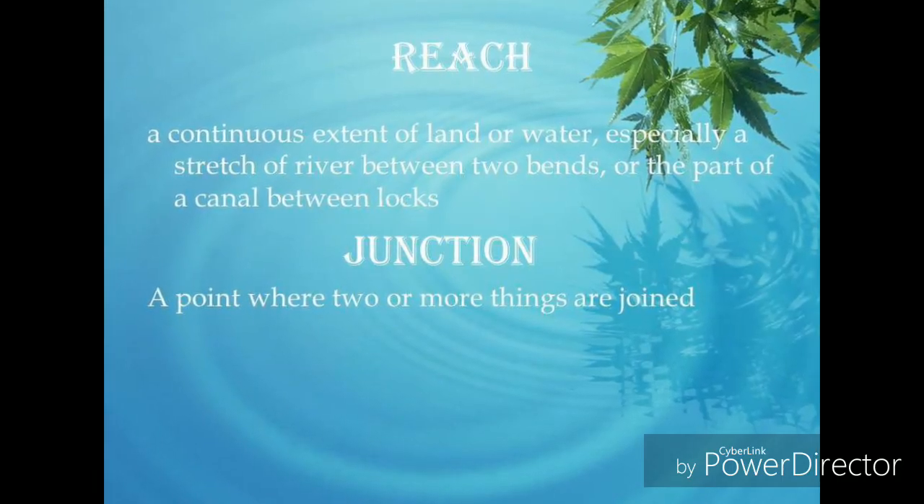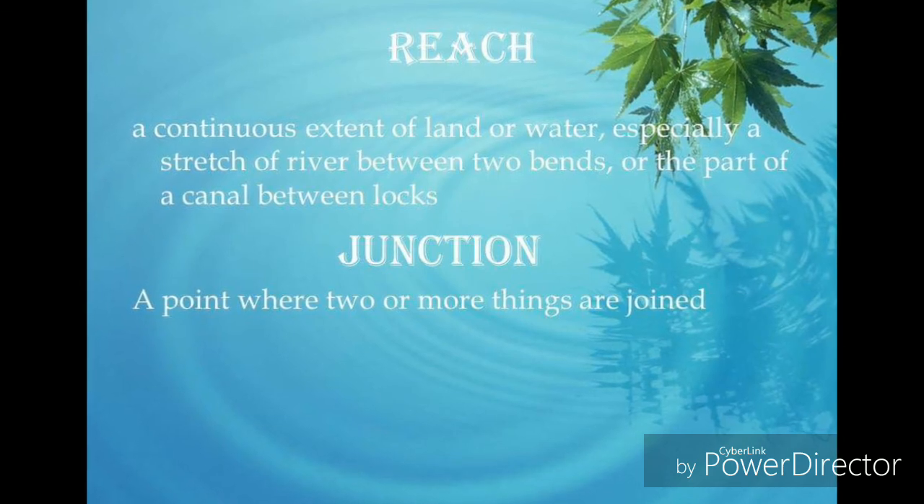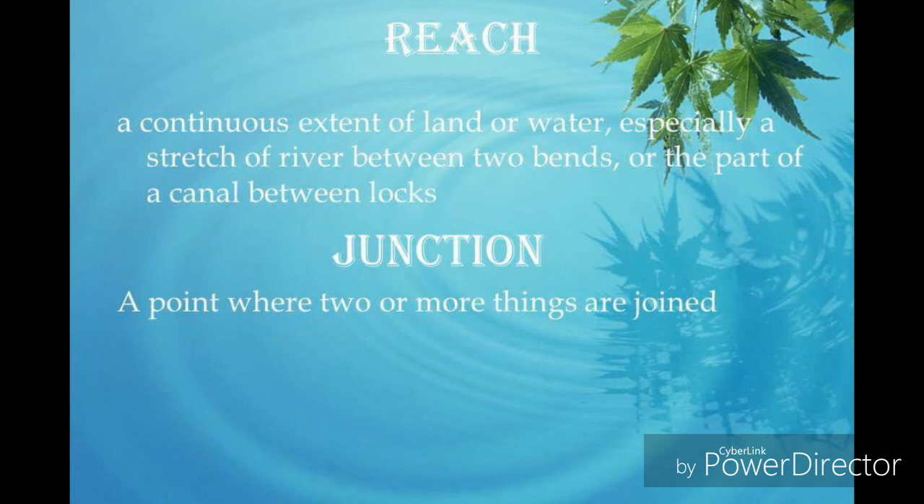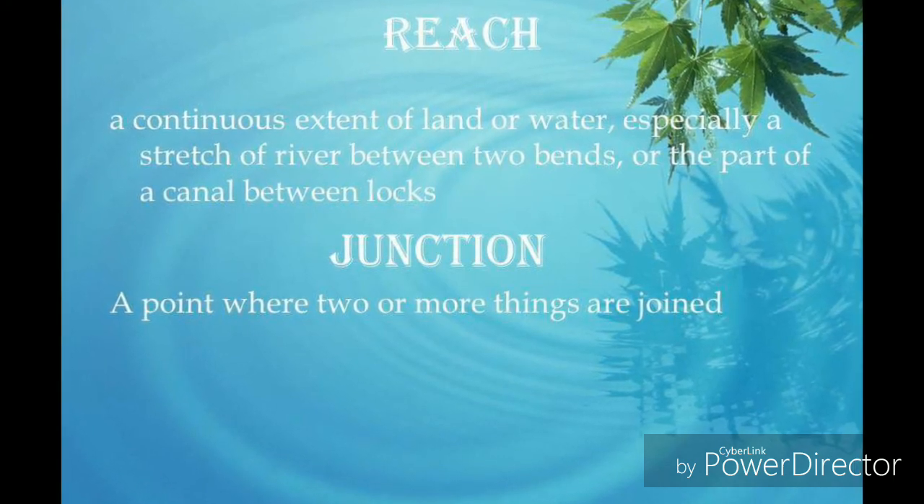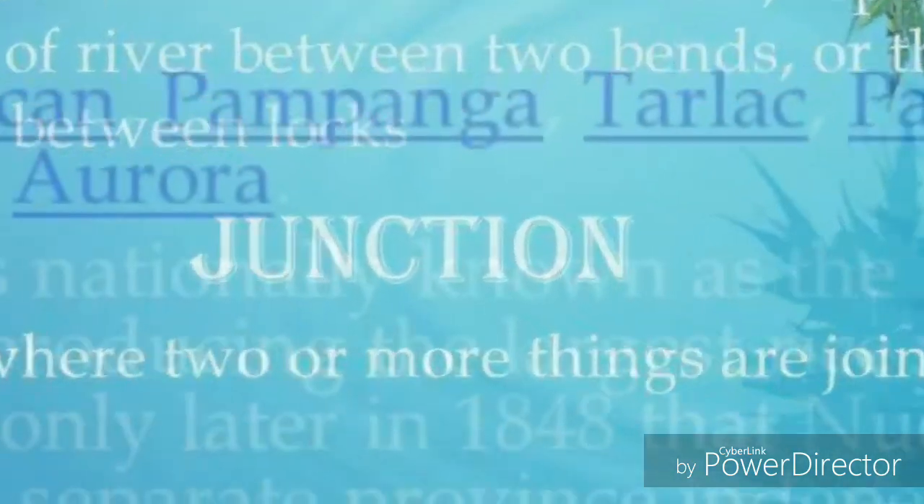Next is the reach. A reach is a continuous extent of land or water, especially a stretch of river between two bends or the part of the canal between locks. Next is the junction. A junction is a point where two or more things are joined.